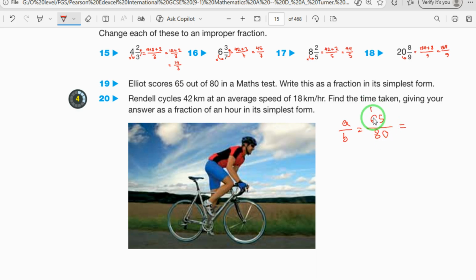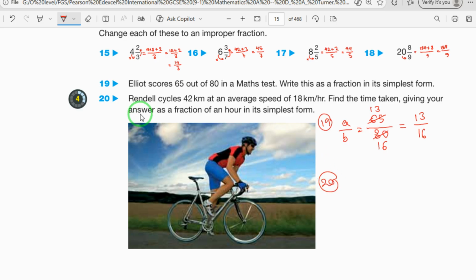1 times 5 is 5. We have 1 beside 1 to make 15. 3 times 5 is 15. And here also we divide by 5. 1 times 5 is 5. We remain with 3. 3 beside 0 becomes 30. 30 divided by 5 is 6. 6 times 5 is 30. So the final answer is 13 over 16. And now we come to question number 20. It was the solution of question number 19. We come to question number 20.